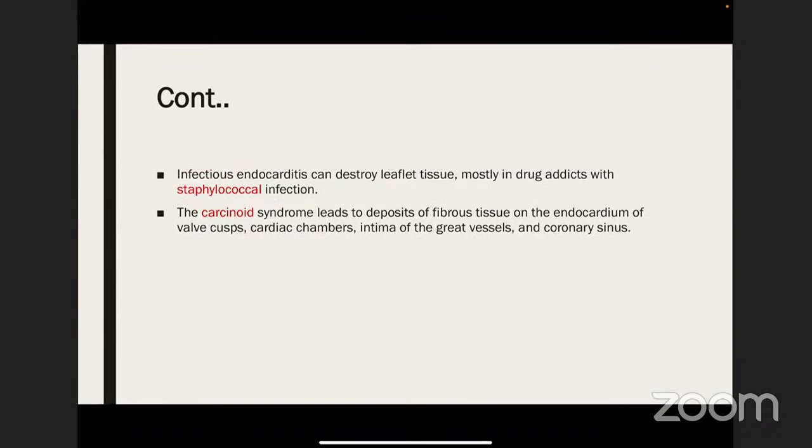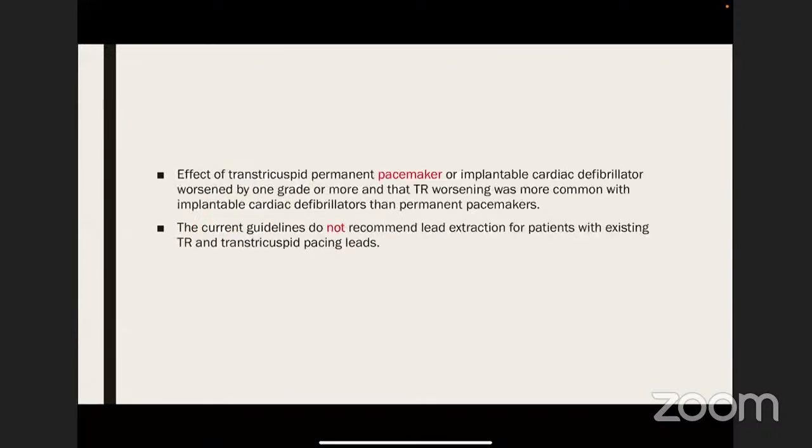Infective endocarditis can destroy leaflet tissue, mostly in drug addicts with staphylococcal infection. Carcinoid syndrome leads to deposits of fibrous tissue in the endocardium of valve cusps, cardiac chambers, intima of great vessels, and coronary sinus. With a tricuspid permanent pacemaker or implantable cardiac defibrillator, TR worsened by one grade or more, and the worsening was more common with implantable cardiac defibrillators than permanent pacemakers.